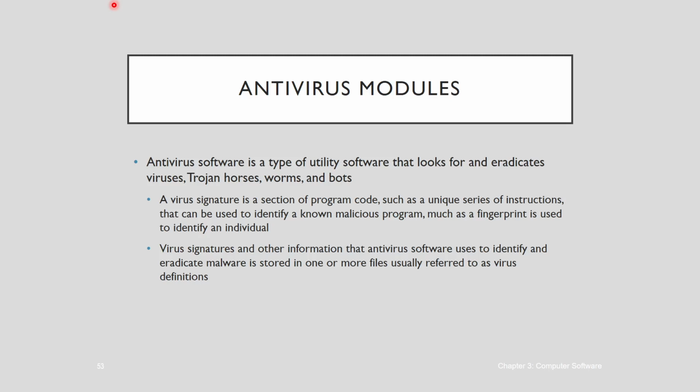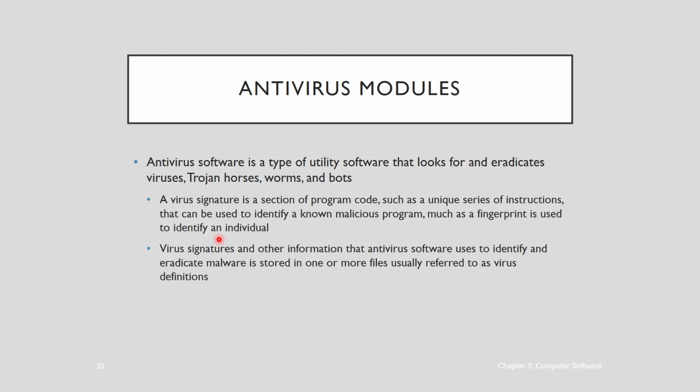Modern antivirus software attempts to identify malware by searching your computer's files and memory for virus signatures. Virus signatures are sections of program code, such as a unique series of instructions, that can be used to identify a known malicious program, much like a fingerprint is used to identify an individual.